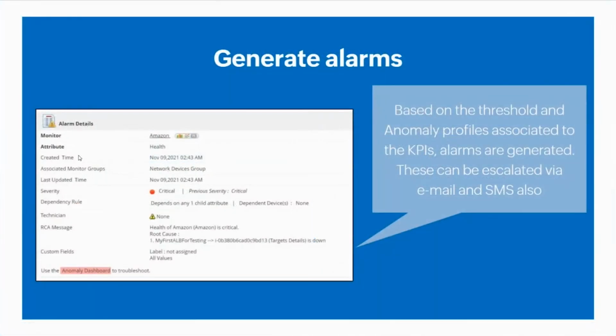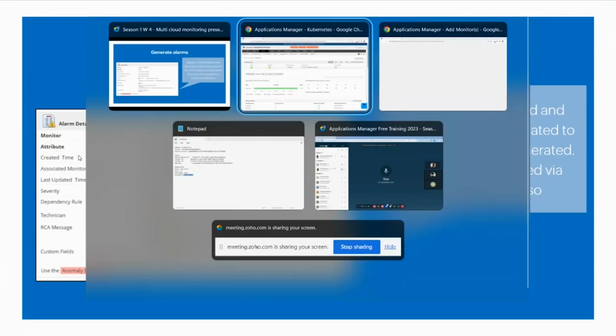So the alarms are basically generated when thresholds are breached. These can be escalated via email and SMS. So when a service is down, Applications Manager automatically identifies the source of the issue with what is called the root cause analyzer and takes corrective actions such as a cloud action that can be triggered automatically when you associate them with a specific threshold profile. So let's see how we can create a threshold profile in Applications Manager.